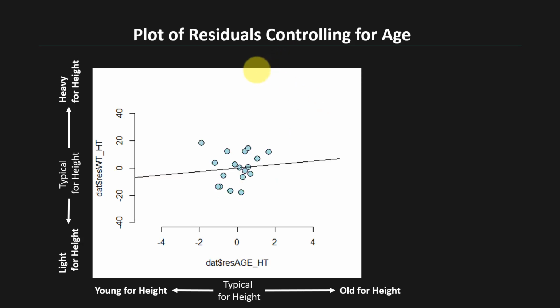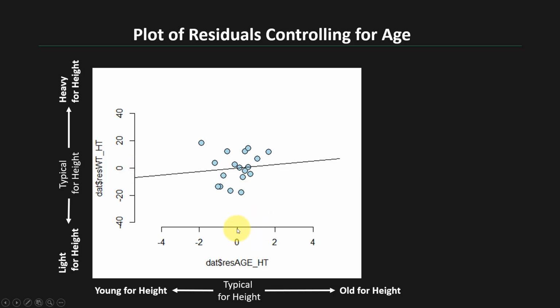Now, we can do the same thing looking at the relationship between weight and age, but now we're controlling for height in each one. Again, we are looking at the residuals of weight on the y-axis, and the residuals of age on the x-axis. If you were at 0, that means you were right on the regression line between weight and height, meaning you were as heavy as we would predict you should be for your height.